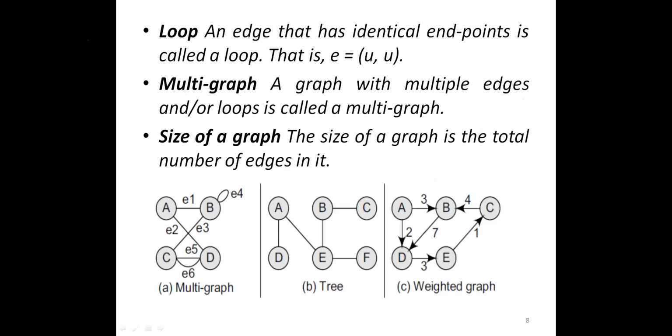Next, a loop. An edge that has identical endpoints is called a loop. Take this example. B has an edge which is connected to the same vertex, identical. I can reach like this also, like this also. So identical endpoints is called a loop. Multigraph: a graph with multiple edges is called a multigraph.